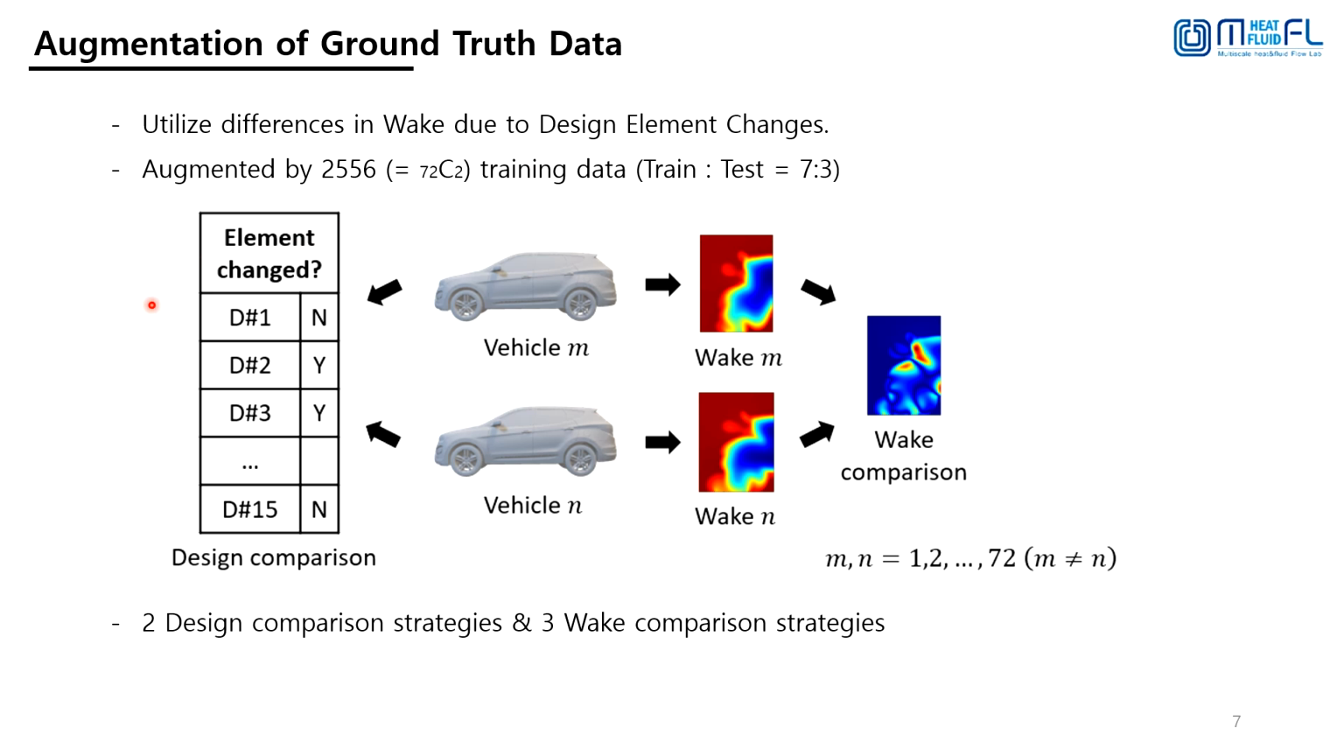By selecting any two vehicles from 72, we can compare their design and wake data individually. This enables the use of wake comparison data as new input and design comparison data as new output. Consequently, this yields 2,556 data points corresponding to the combinations of 72 choose 2. This results in a significantly expanded and valuable training dataset. Additionally, I'll present two design comparison strategies and three wake comparison strategies.